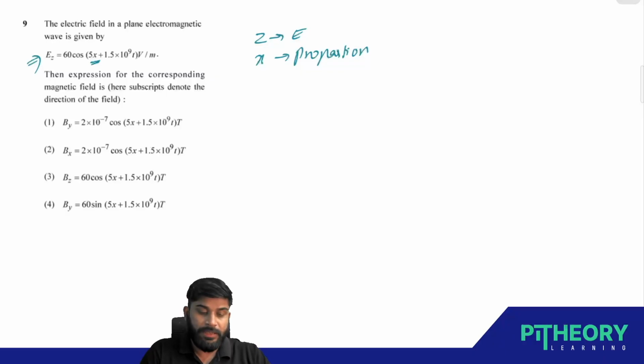This will obviously be in the y direction only. The magnetic field fluctuations will be in the y direction. But there are two options that are coming. You can see this option as well as this option, both are in the y direction only. What is the difference here? Can you see it now?